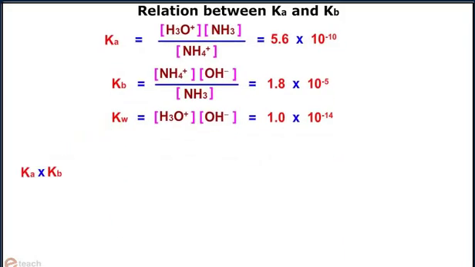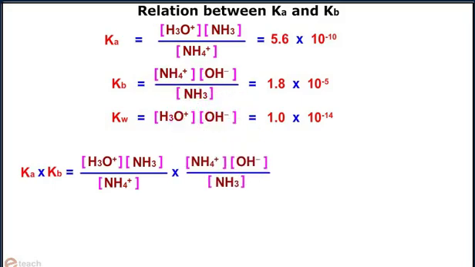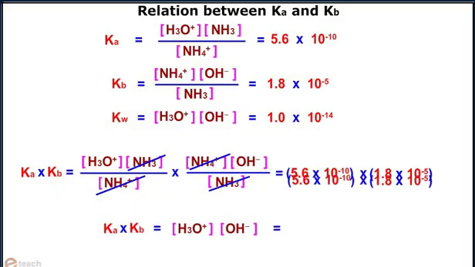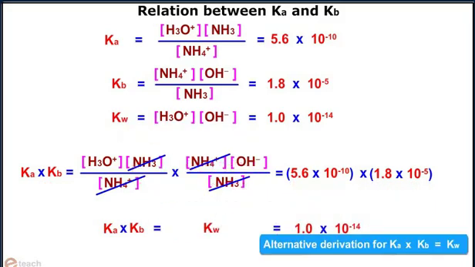On multiplying Ka and Kb, we get Ka × Kb equals the concentration of H3O+ multiplied by the concentration of OH−, which equals Kw, which equals 5.6 × 10^−10 multiplied by 1.8 × 10^−5, which equals 10^−14. This implies that Ka × Kb equals Kw. Hence proved.